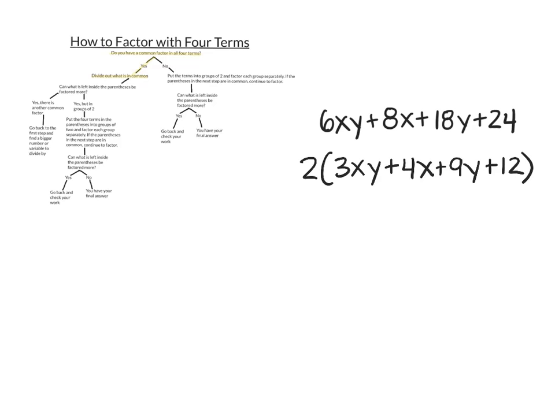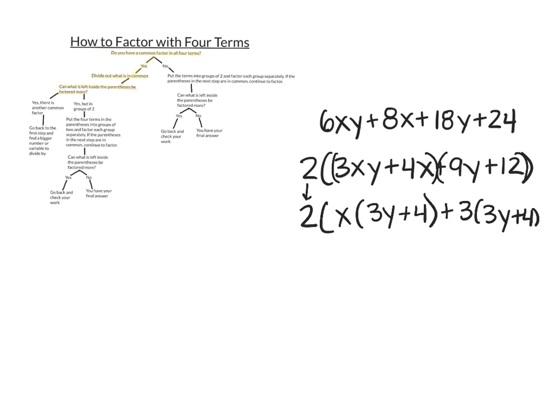Then let's continue. So can what is left inside the parentheses be factored more? So first, let's check this one. Is there another common factor? No, nothing else is in common. So then let's try out groups of 2. We're going to split these into groups of 2. The 2 at the beginning is just going to stay there at the beginning of the parentheses. In common in the first group is an x. We're left with 3y plus 4. In common in the second group is a 3. 3y plus 4 is left.